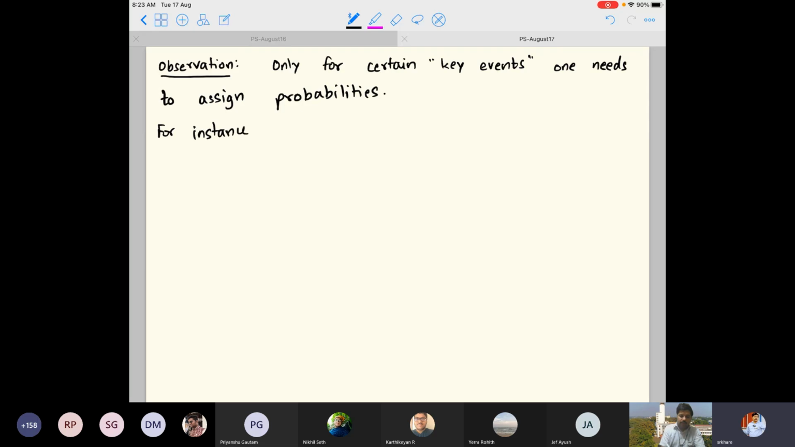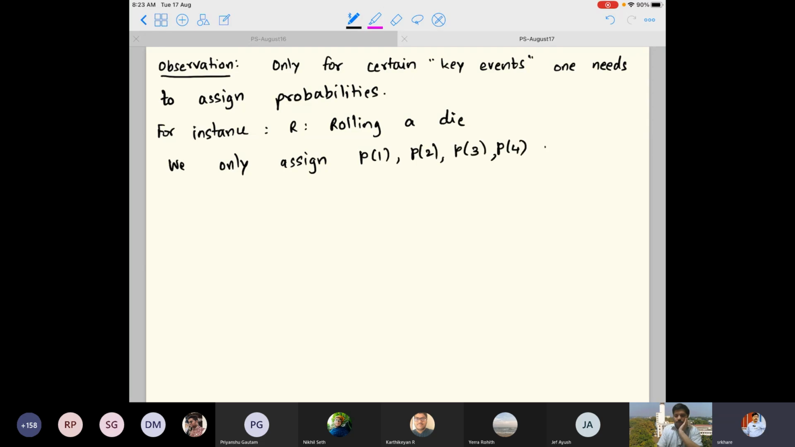For instance, I'll write you one example. If the random experiment is rolling a die, then we only assign probability of 1, probability of 2, probability of 3, probability of 4, and probability of 5, right? We only assign these 5 probabilities. Then the probabilities of all other events are automatically assigned, right?